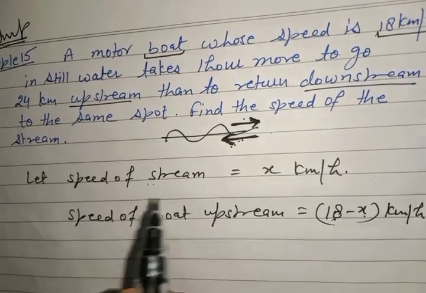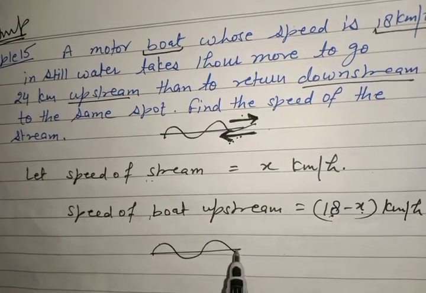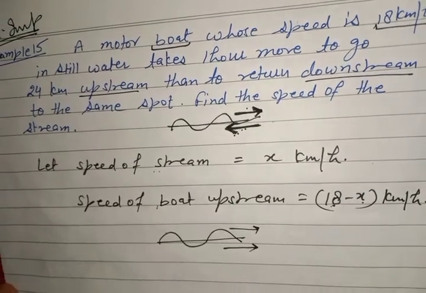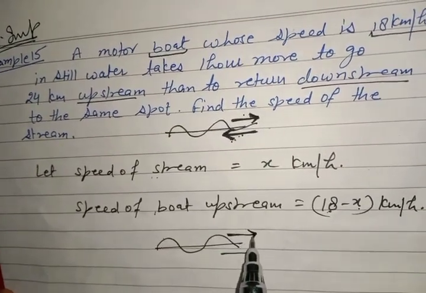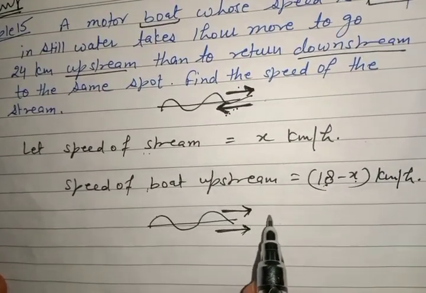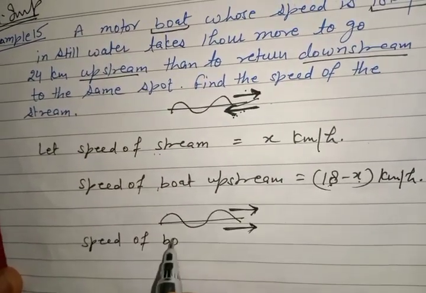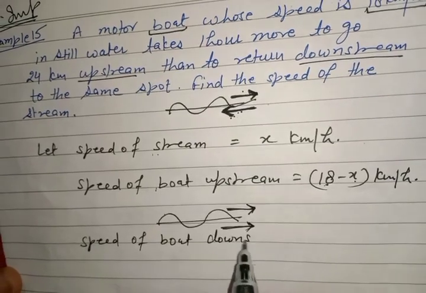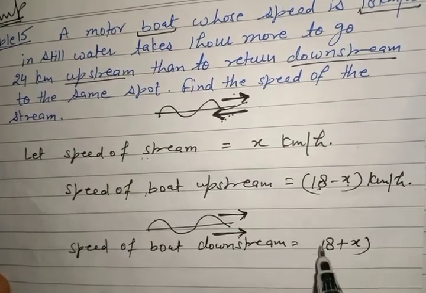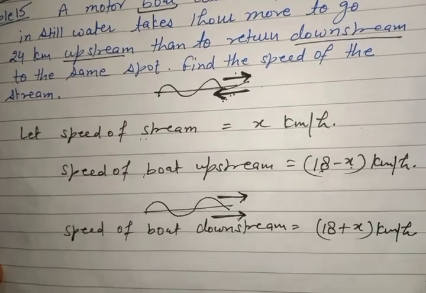Okay. And similarly, if we consider the case that the stream is going in this direction and the boat is also going in this direction, both are in the same direction, so it is helping the boat to move. It is not opposing the speed. So speed of boat downstream will be added. Boat and stream speed will be added. It is 18 plus x kilometers per hour.